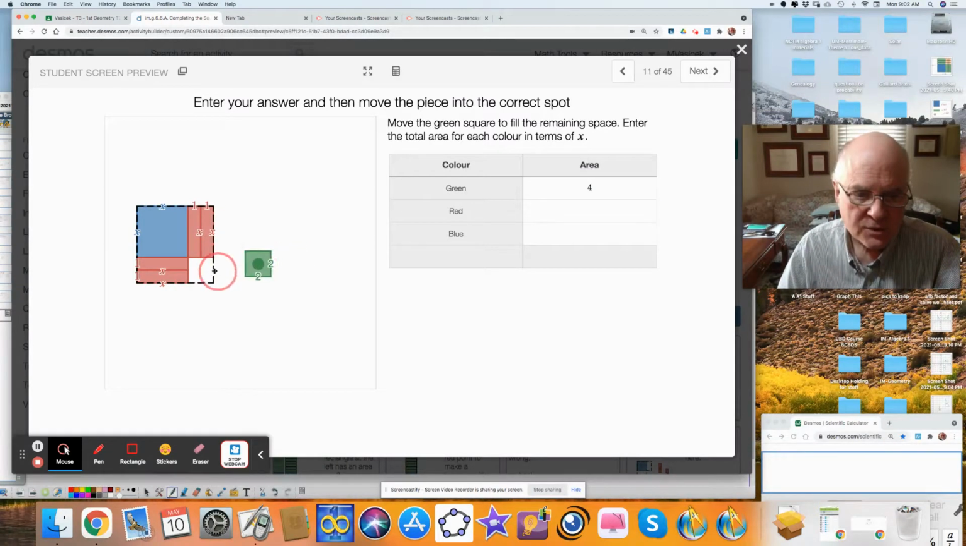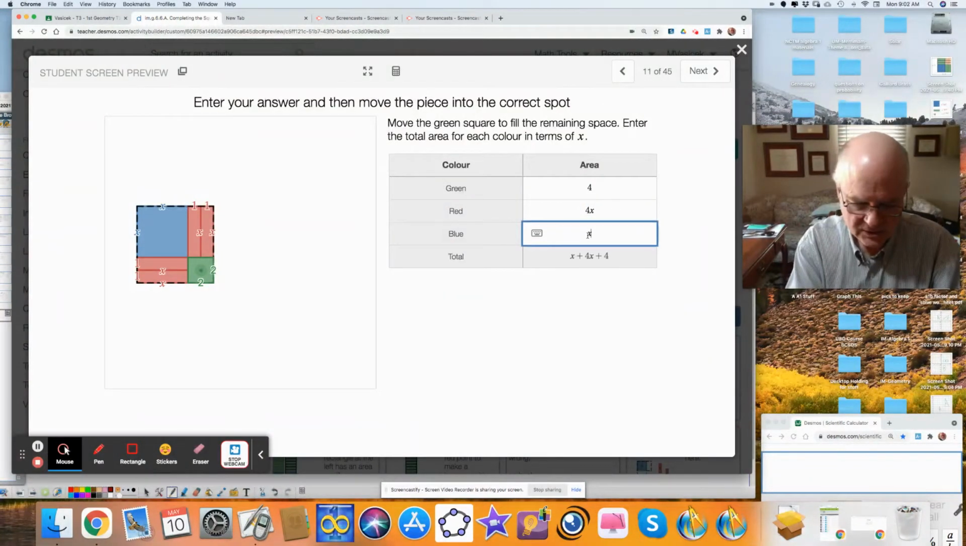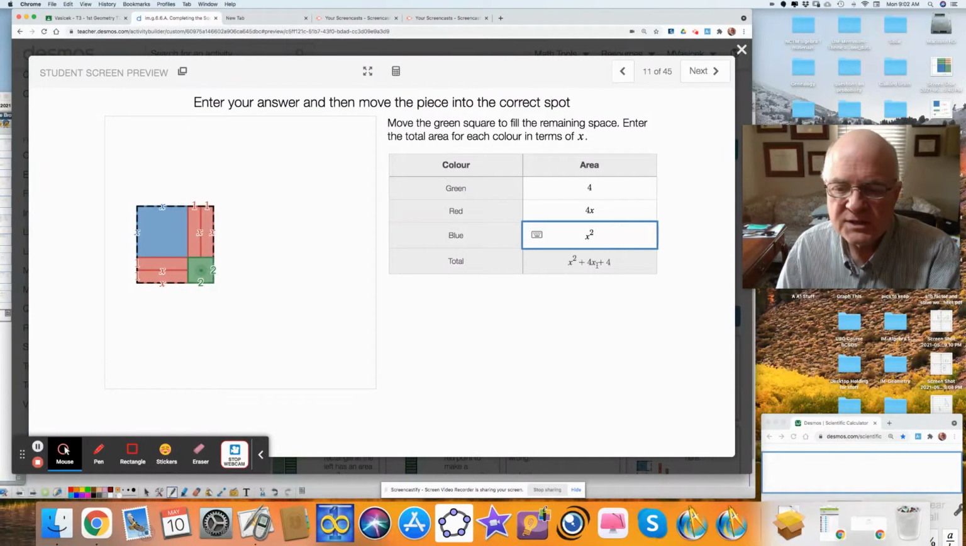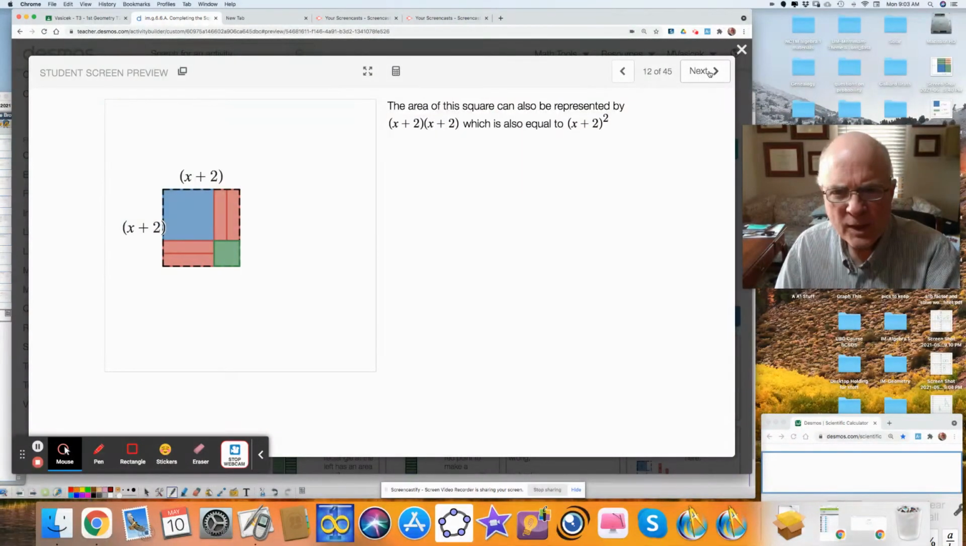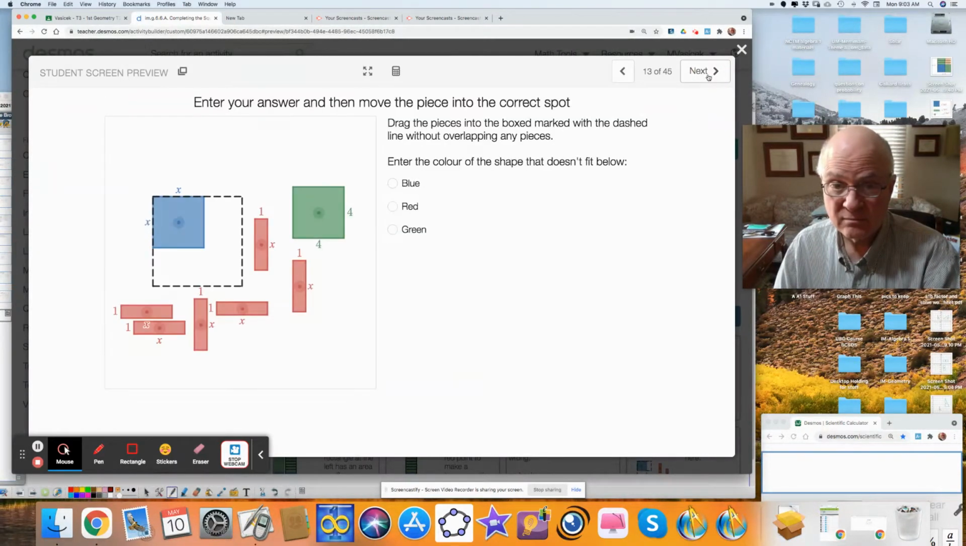Sure. And what's the area of the x blocks? The red ones are x blocks. That's 4x. And the blue ones, x squared. And can you see that this is a perfect square, because over here is a square, trinomial. And this is what it would look like. Perfect square trinomial. This could also be represented as x plus 2 times x plus 2, which is the square of a binomial. So we have two different ways of looking at the same thing.